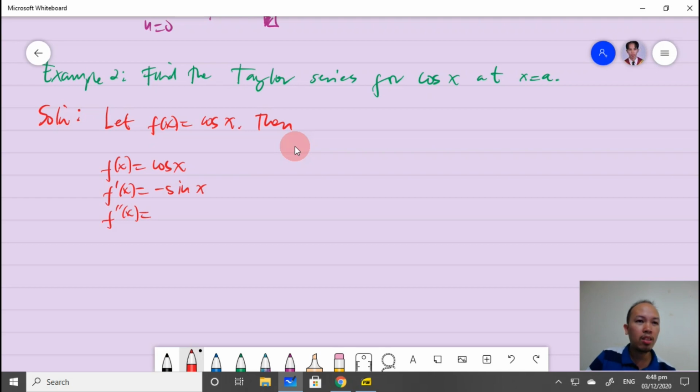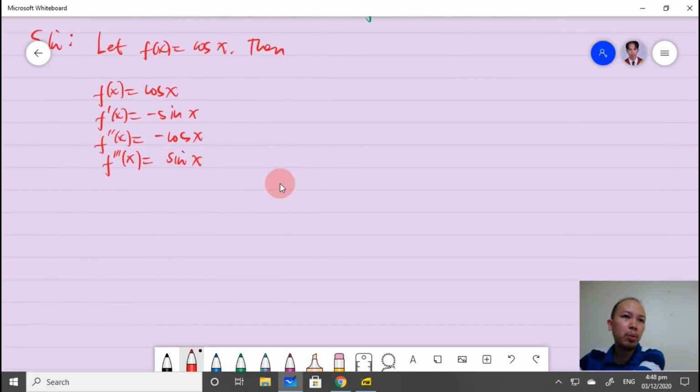As you have noticed, there is no pattern, unlike the function in example number 1. Let's see if we can have a pattern. The derivative of sine is positive cosine, so we have cosine x. The third derivative: derivative of cosine is negative sine, so negative times negative is positive, so this is positive sine x. Let's try more, maybe up to the 10th derivative.